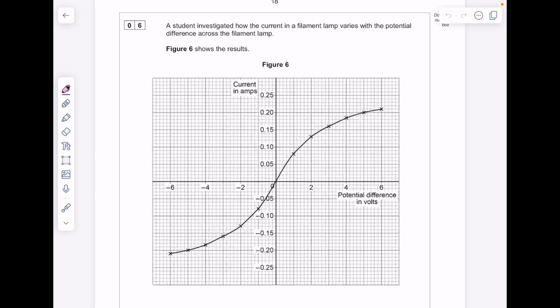The student investigated how the current in a filament lamp varies with the potential difference across the lamp. Remember, potential difference and voltage mean the same thing. And as you would expect with a filament lamp, we see a relationship which is not directly proportional. We don't have a straight line. Instead, we have a sigmoidal curve, which is indicative of a non-ohmic relationship between potential difference and current. Remember, that's a slightly different part of the specification, but you do need to be aware of Ohm's law.